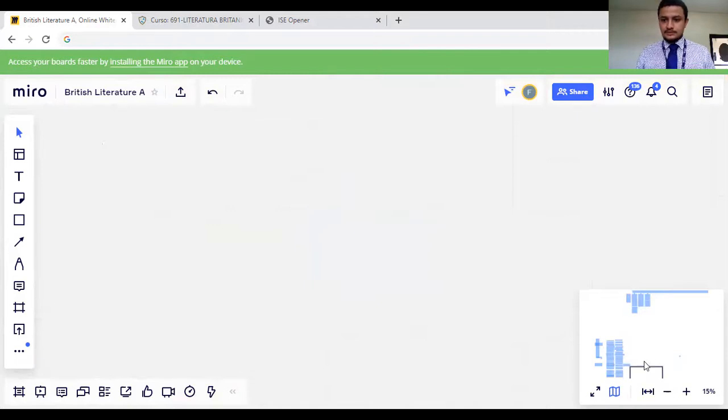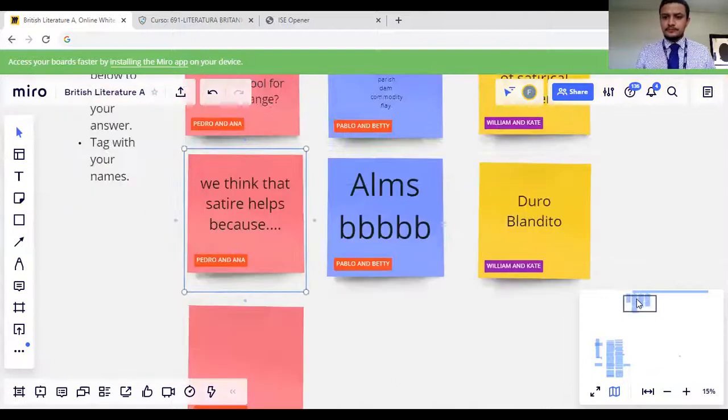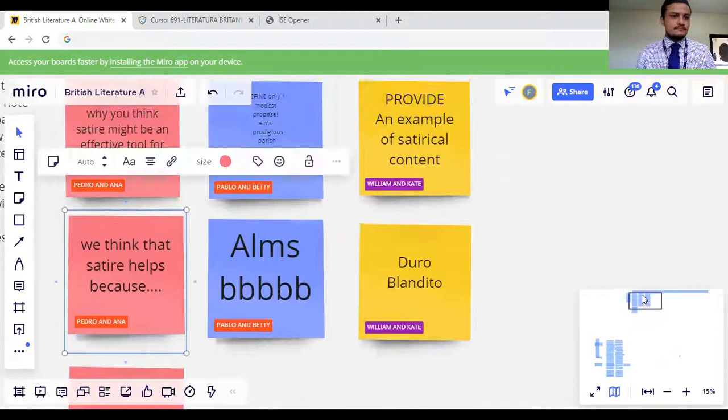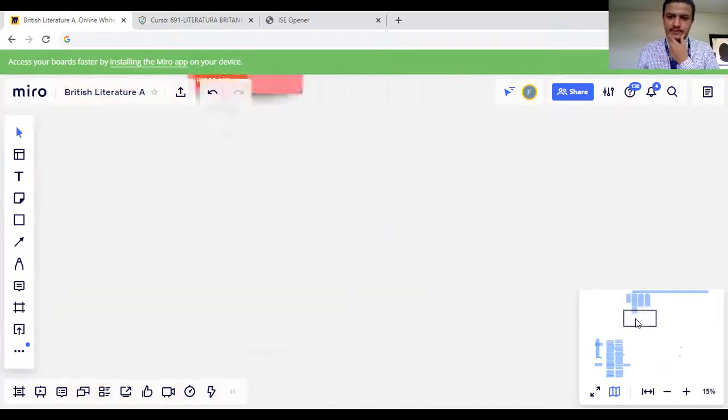Van a tener todo el espacio del mundo. Y si no, se pueden mover, no hay ningún problema. Pero sí, les sugiero que lo hagan en línea. Voy a tener alrededor de 25 o 26 participaciones. Yo creo que sí hay espacio para eso. Y si no, lo movemos un poquito.